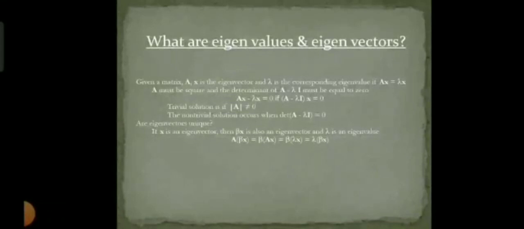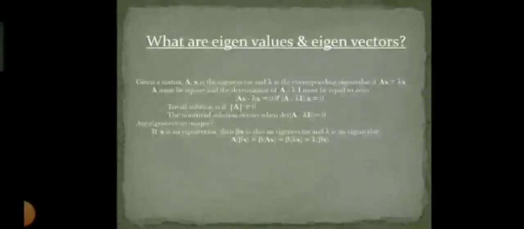Are eigenvectors unique? If x is an eigenvector, then beta x is also an eigenvector and lambda is an eigenvalue. A beta x is equal to beta A x, which is equal to beta lambda x, which is equal to lambda beta x.